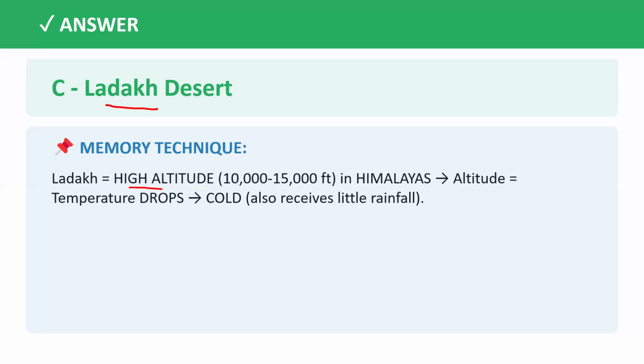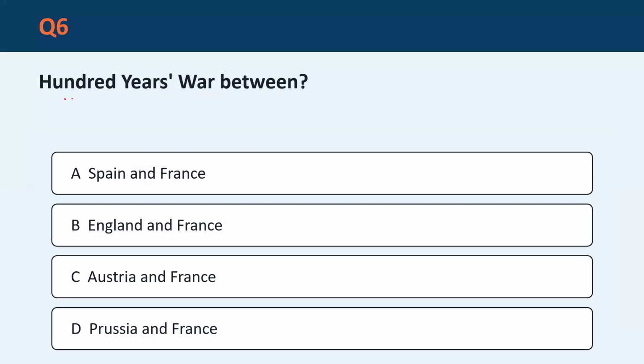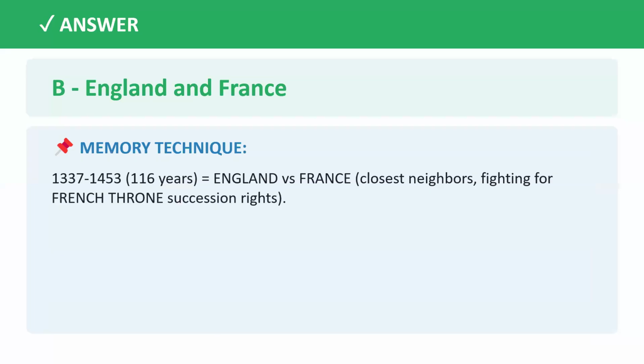The next question is, the 100 years war was between which two places? The options are Spain and France, England and France, Austria and France, and Prussia and France. And the correct answer is England and France.